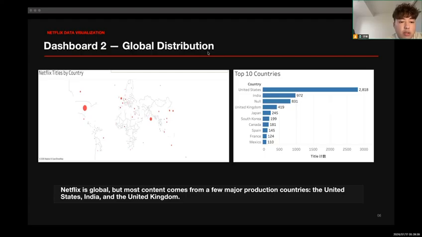Below the map is the top 10 countries chart. This chart provides a clear ranking, and the United States ranks first with the largest number of titles. India ranks second, and the UK ranks third. These 3 countries contribute a significant portion of the Netflix catalog.